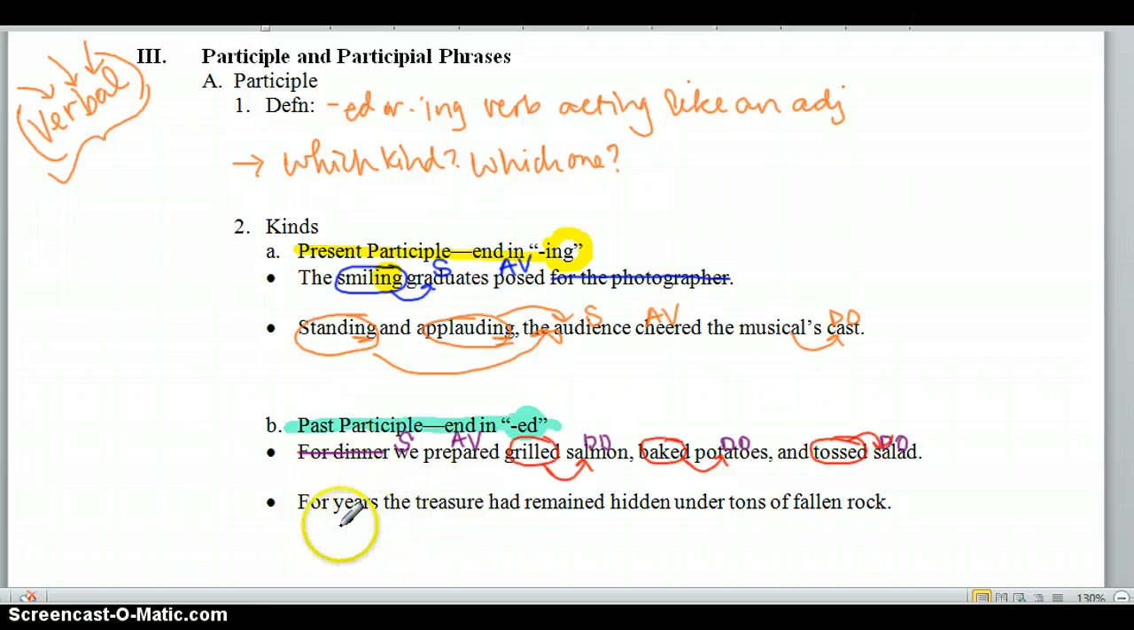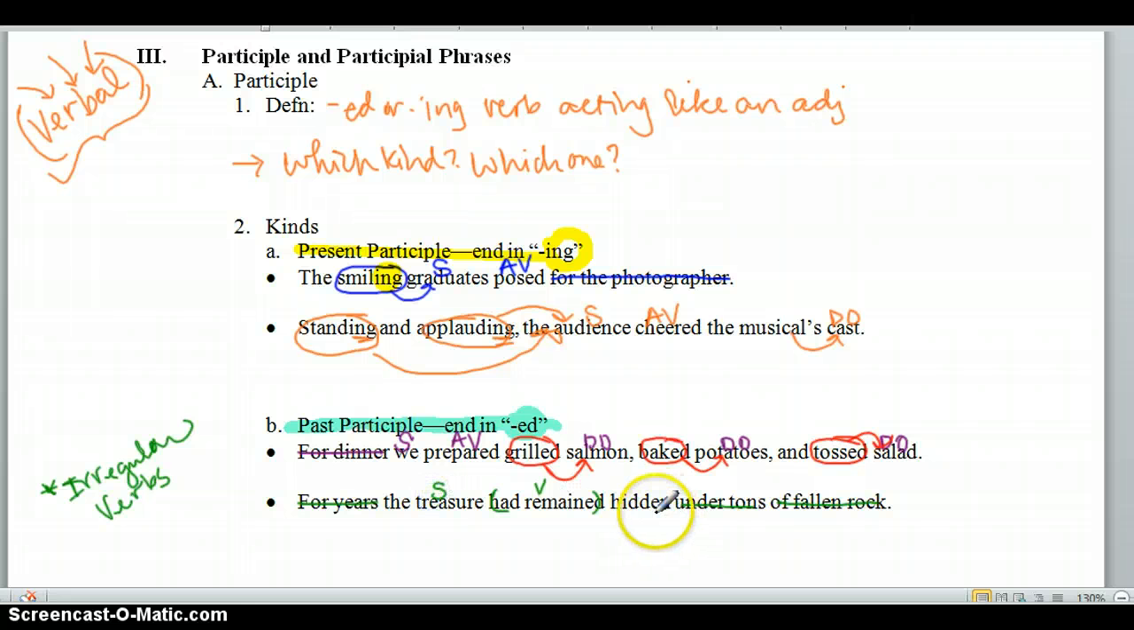Now in this last sentence, we have something tricky. Remember, in English, we have irregular verbs. Much like in Spanish, not all of our verbs are ed in the past tense. So when we first look at this sentence, for years is a prep phrase. The treasure had remained hidden under tons of fallen rock. Under tons of fallen rock. Had remained is my verb, and remained is kind of a weird one, so I'm just going to say verbed right now. Who or what had remained?